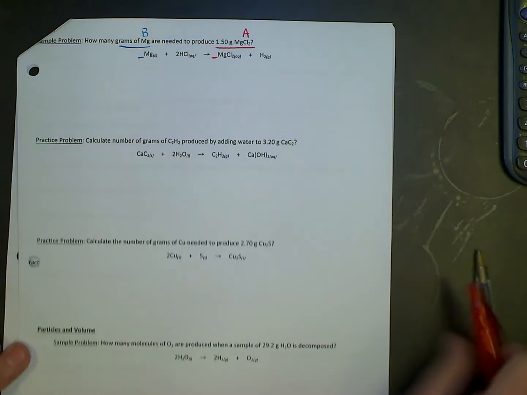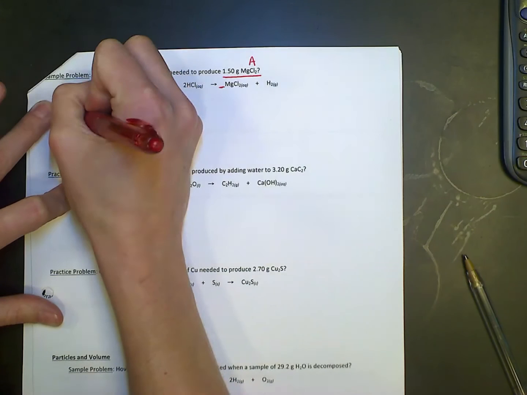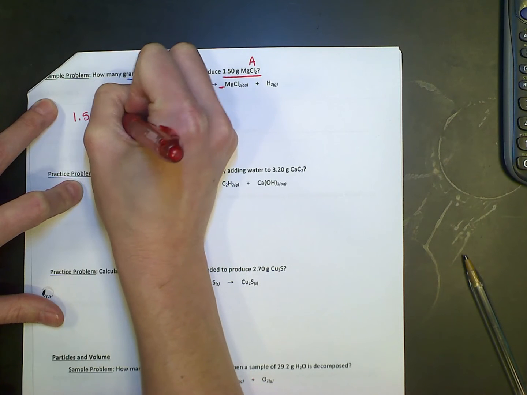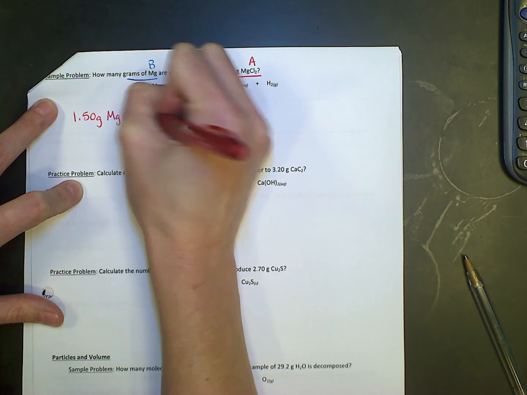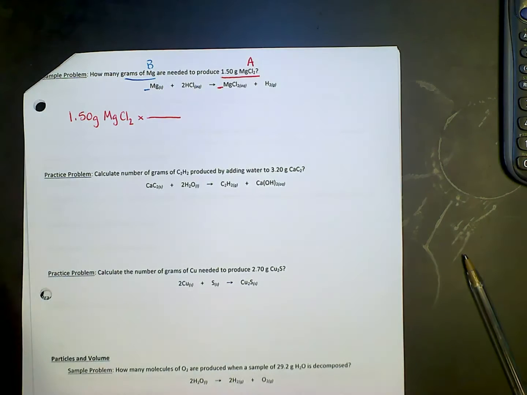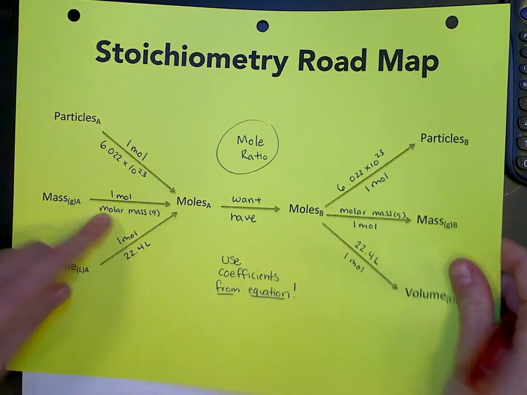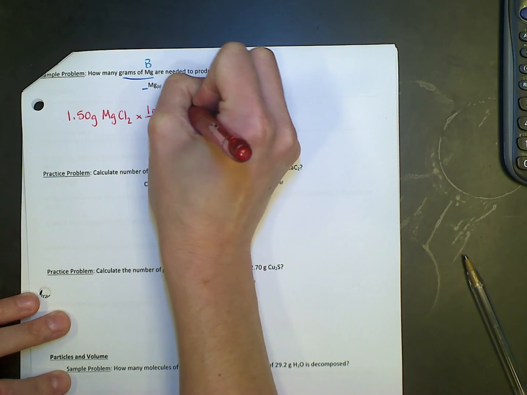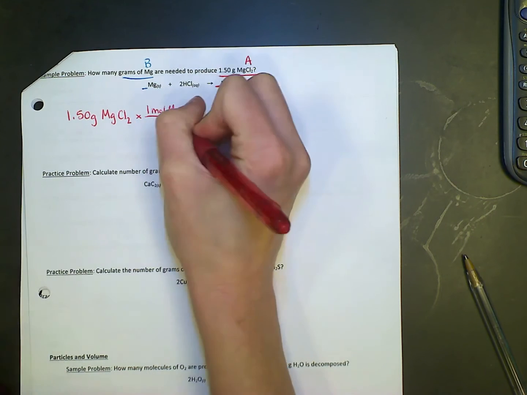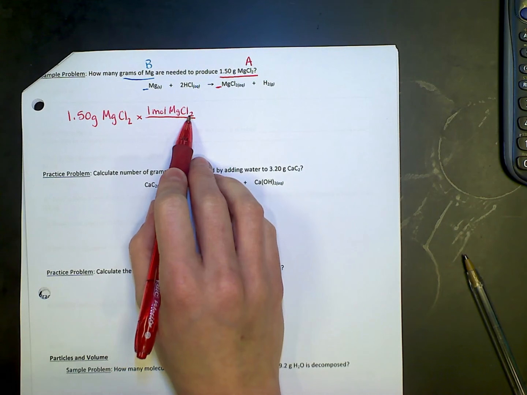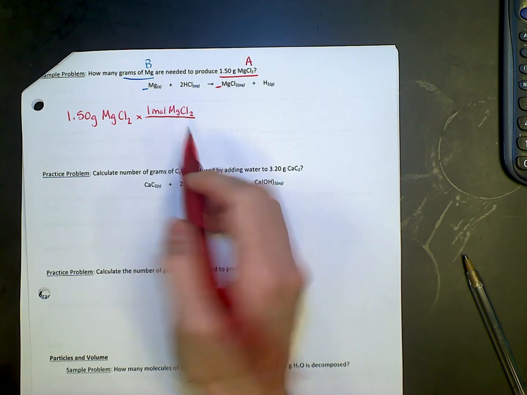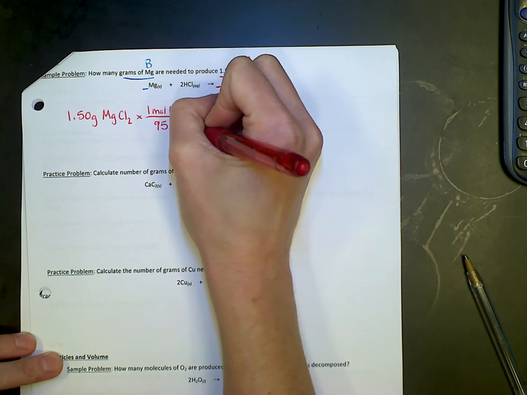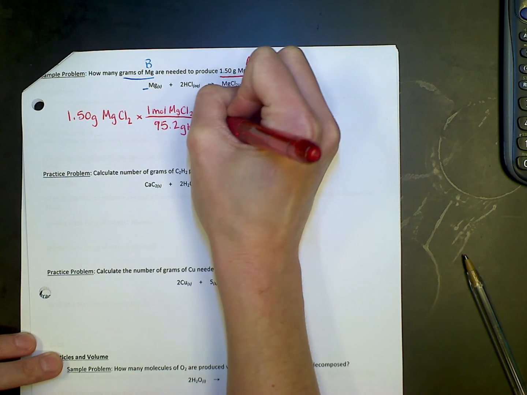Okay, so write down what we're starting with. We've got 1.50 grams of MgCl2. Remember, the first conversion was to do 1 mole over molar mass. So we're going to do 1 mole of MgCl2. And then the molar mass, you guys would add 1 Mg plus 2 Cls, according to the periodic table, finding their masses. But I'll just give it to you. It's 95.2 grams. Okay, and that's MgCl2.